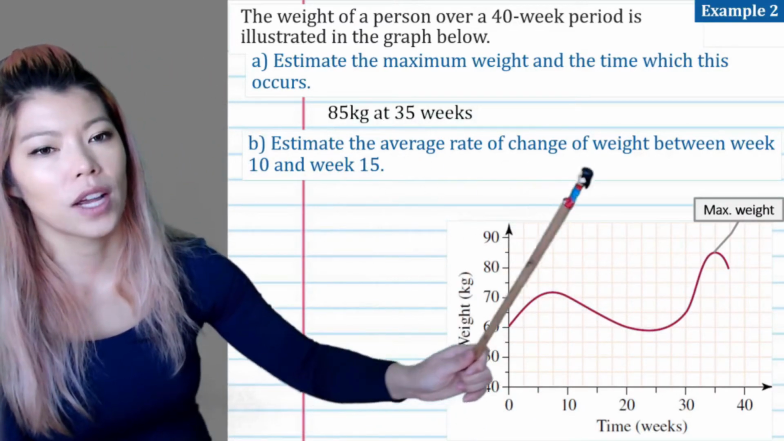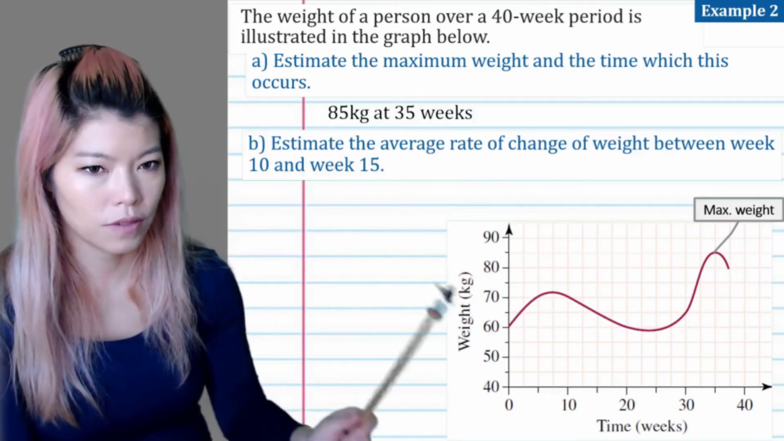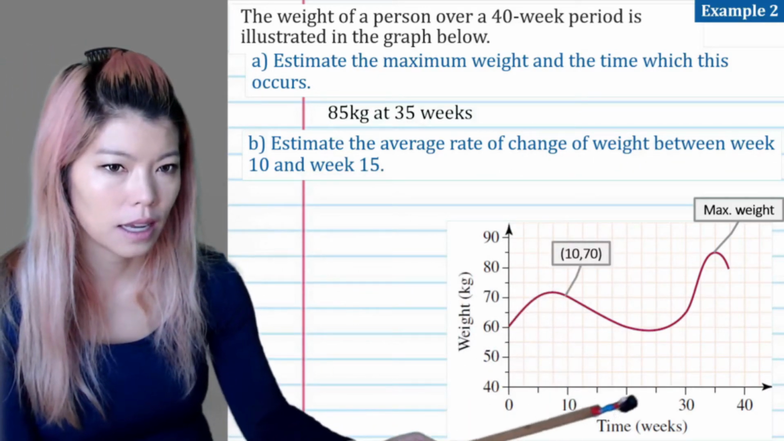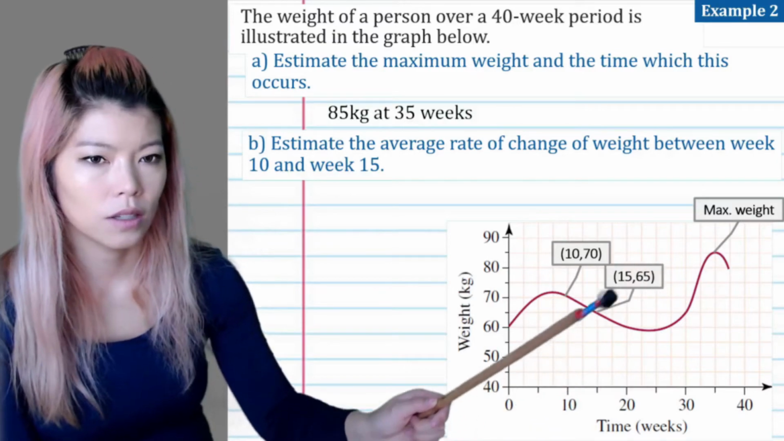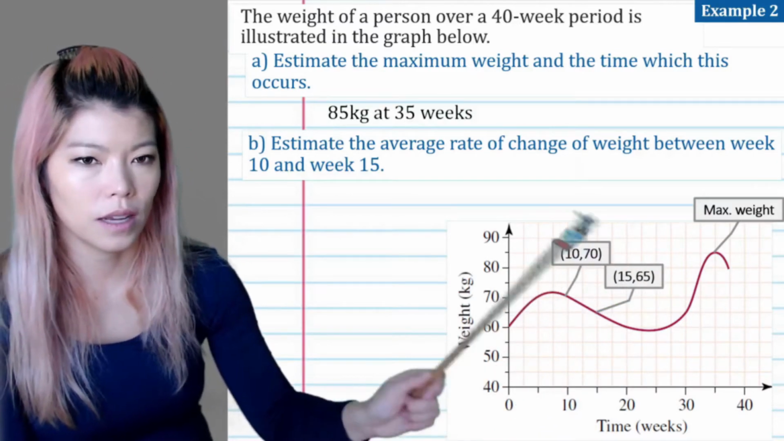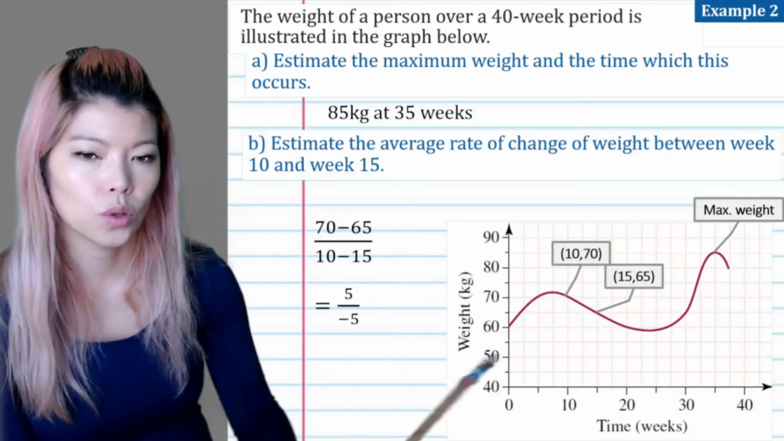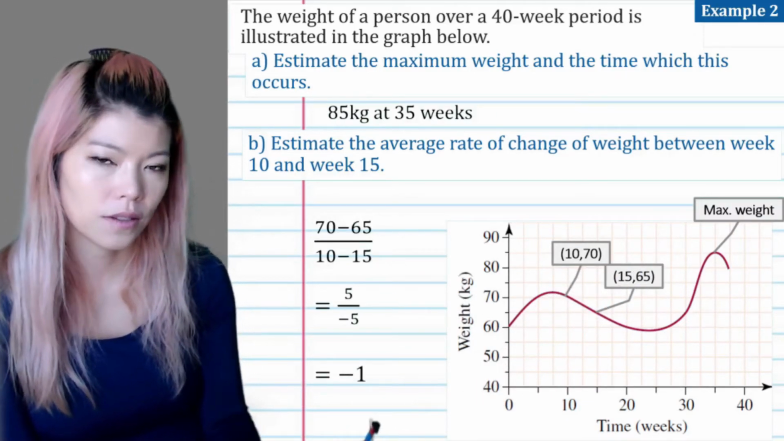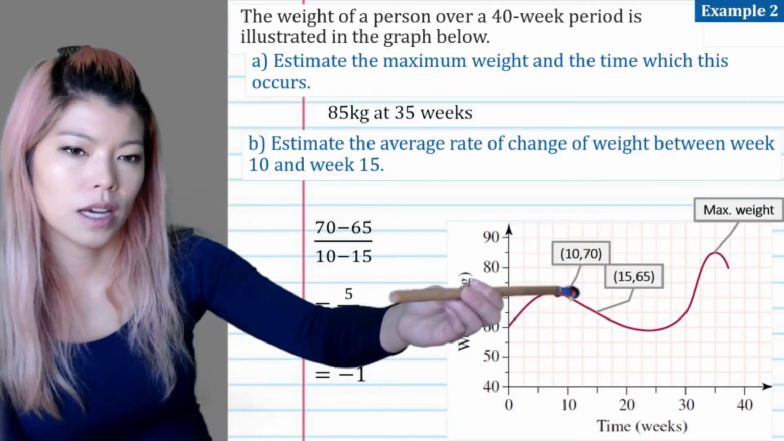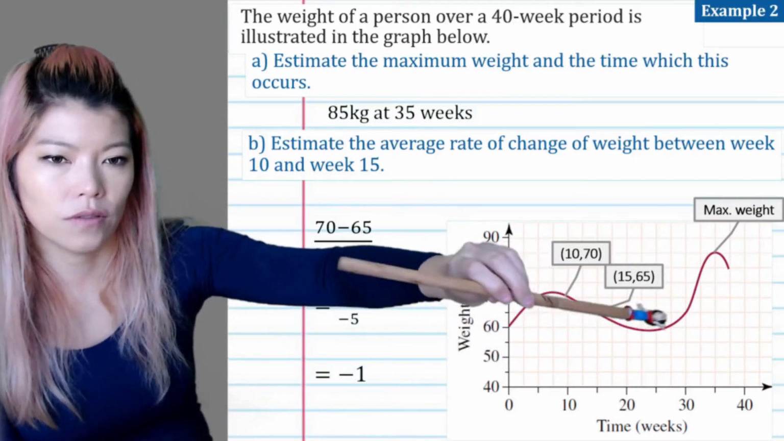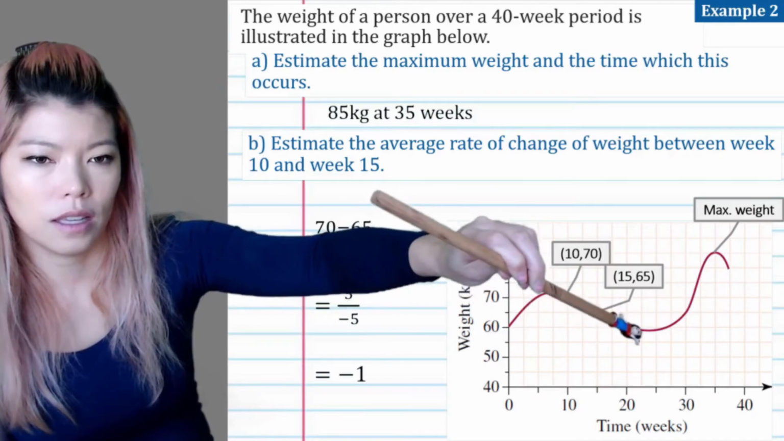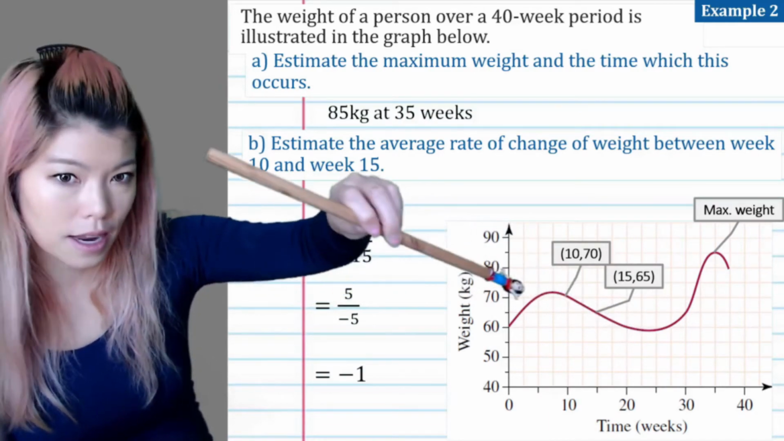Estimate the average rate of change of weight between week 10 and 15. So week 10 and week 15. So we find our y values, and then we have to just plug it in as y2 minus y1 over x2 minus x1, and we get -1. So in that period of time, we can see that the average rate of change, or the gradient, is -1. See? Negative.